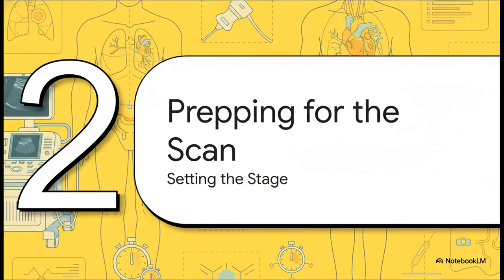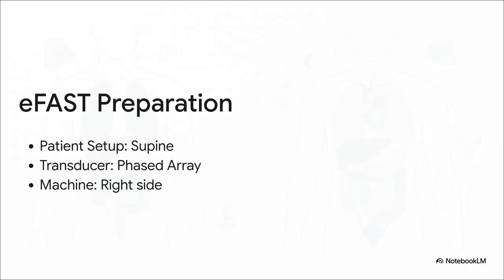By incorporating the heart and lungs, we finally got a complete picture of both thoracic and abdominal trauma. Moving right along to section 2, prepping for the scan. Before you even touch the patient, setting up your environment is absolutely non-negotiable. You've got to place the ultrasound machine on the patient's right side. Why? Because this lets you scan with your right hand while seamlessly tweaking the machine controls with your left.